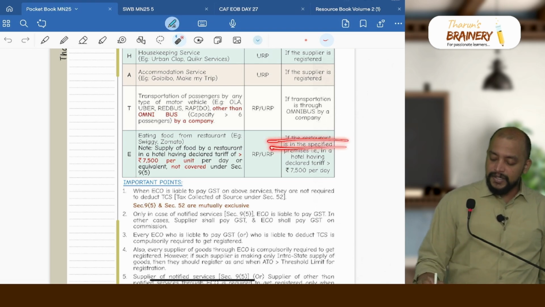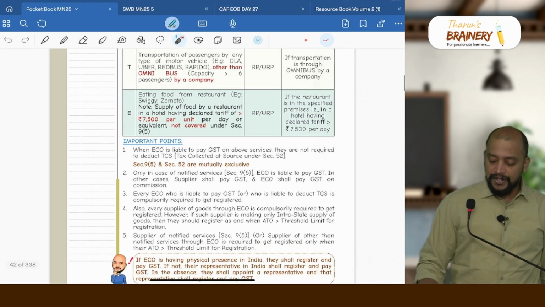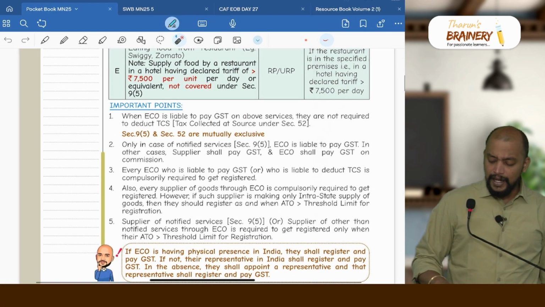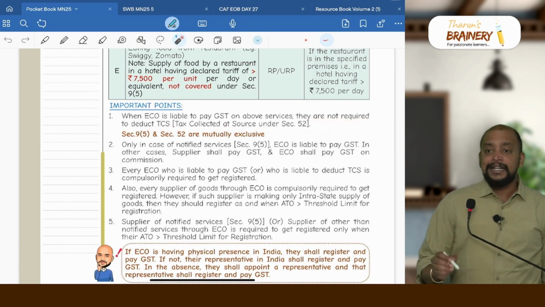If the restaurant is in the specified premises, that is in a hotel having declared tariff greater than 7,500 rupees per day. And an important point you can see, when the e-commerce operator is liable to pay GST on the above services, they are not required to deduct TCS.